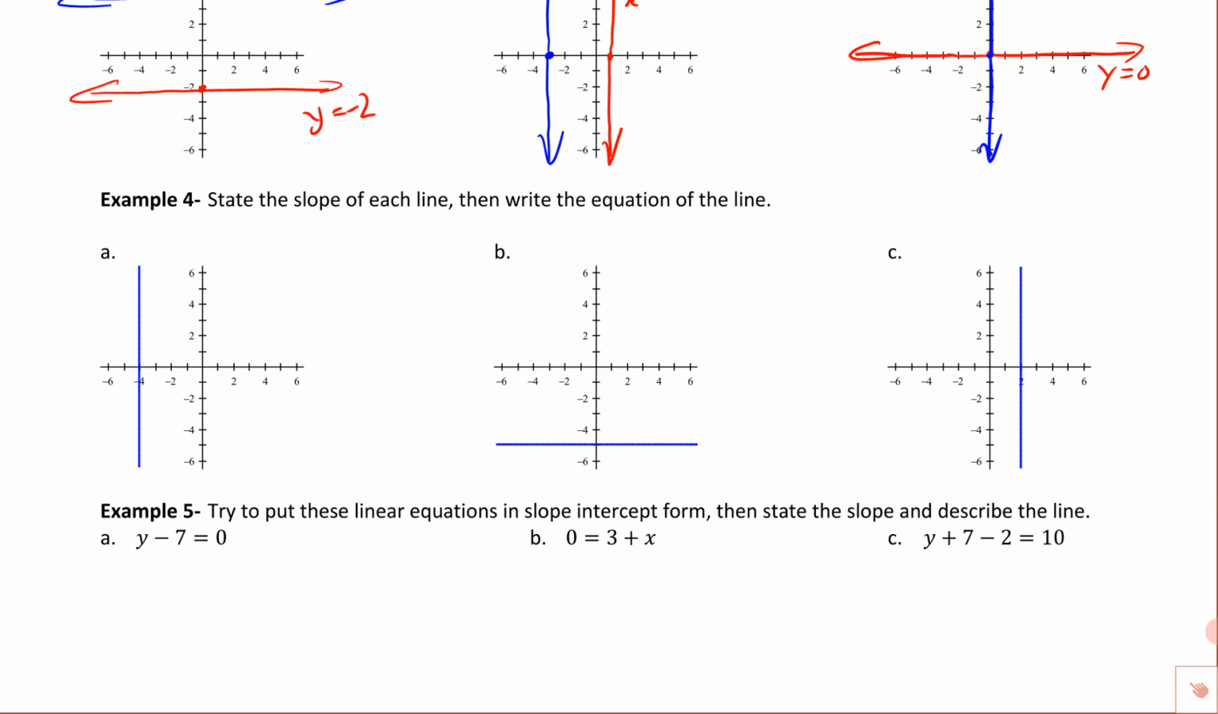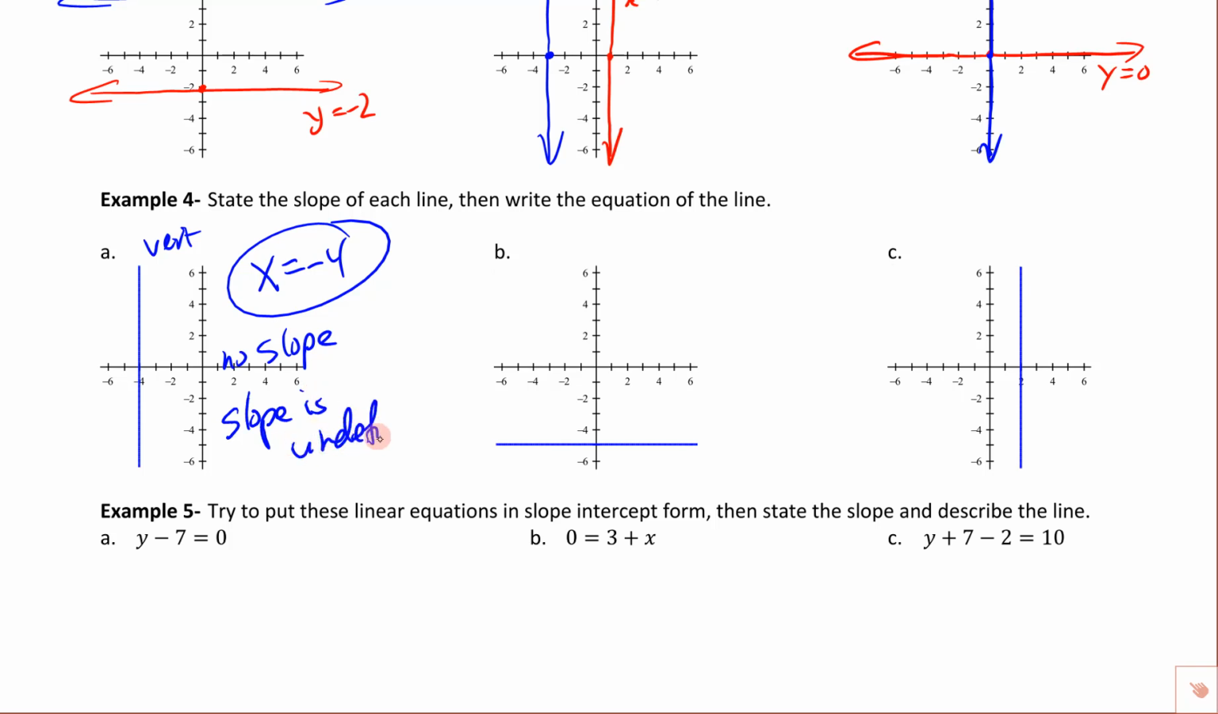It says state the slope of each line, then write the equation of the line. Notice that this is a vertical line. If it's a vertical line, then it's got to tell us where it crosses the x-axis. So it crosses the x-axis at -4. Now as far as what the slope is, we could say 2 things. We could say no slope, or we could say slope is undefined. Those both mean the same thing. In other words, there's no number to represent how steep this is.